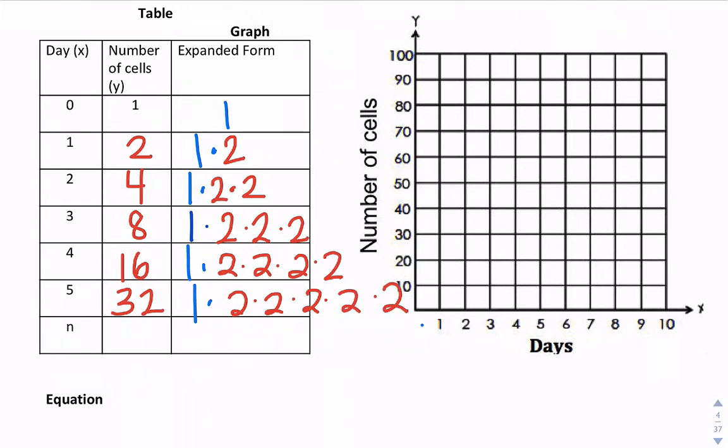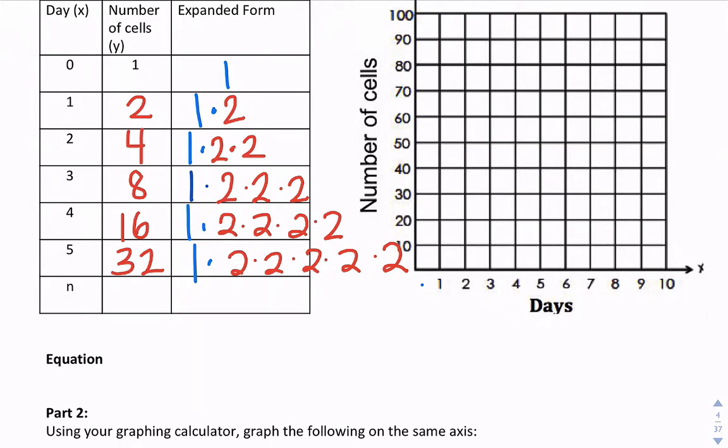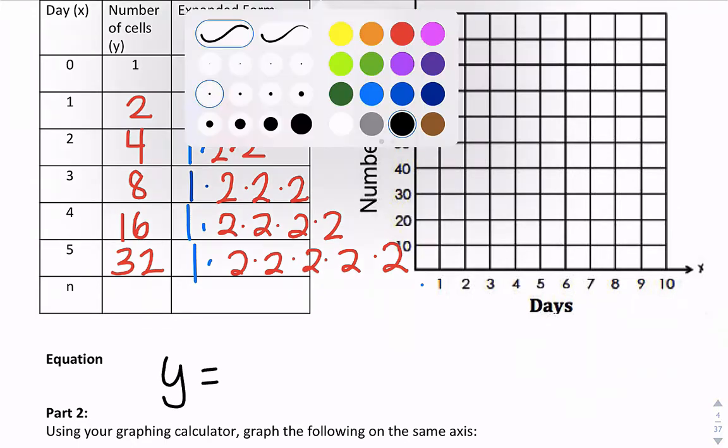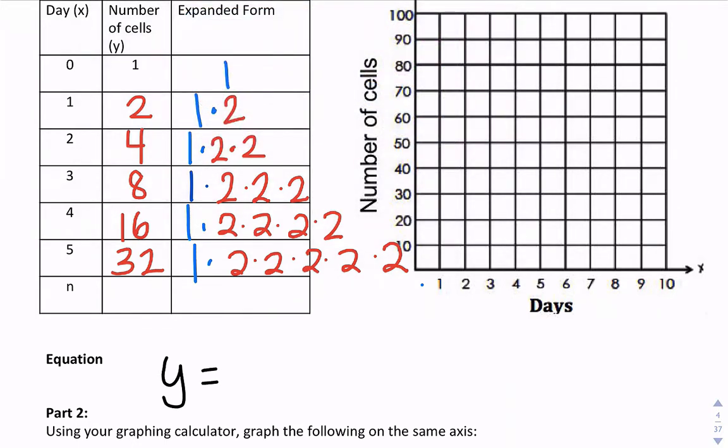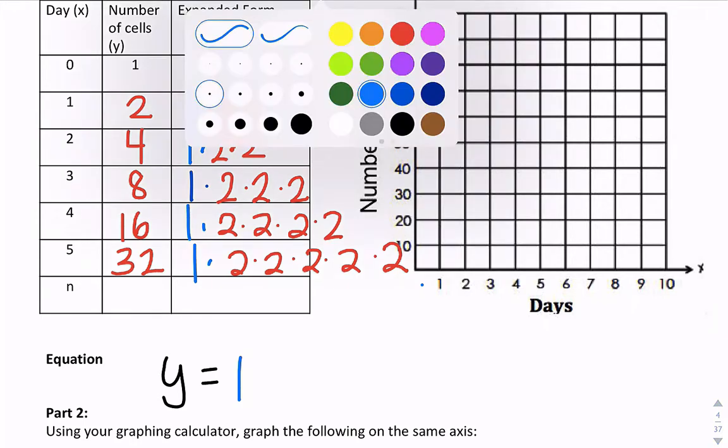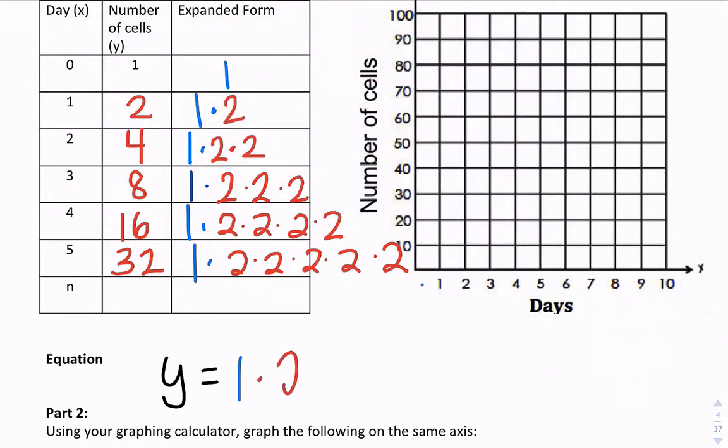So for n days, to figure out the number of cells, we can write this equation. Y equals, we started with 1 cell, and then we double it every day. So there's the equation. Start with 1 cell and we double it every day.